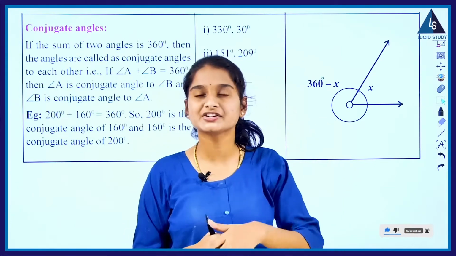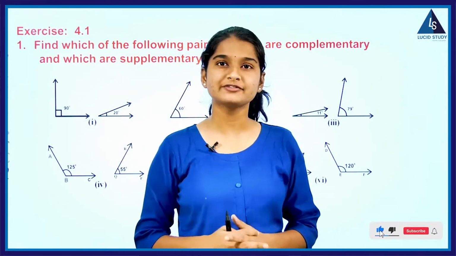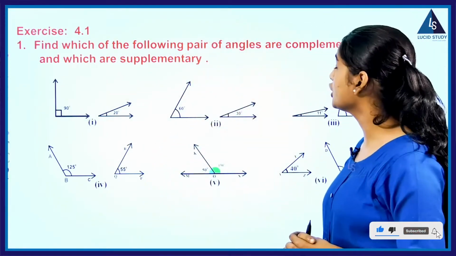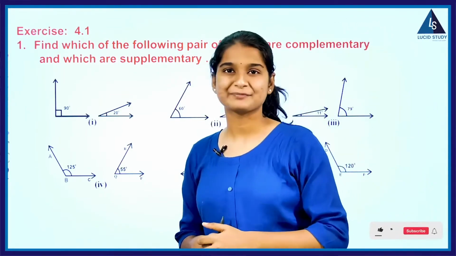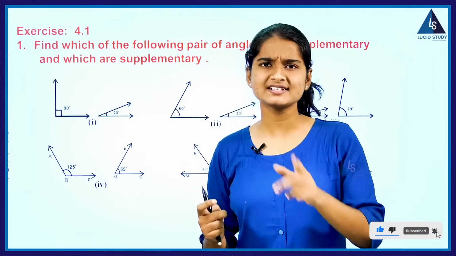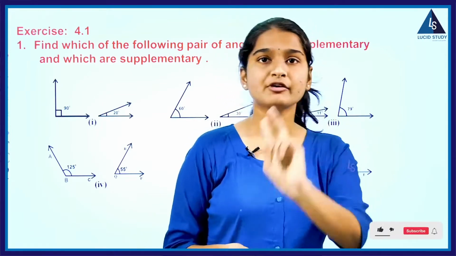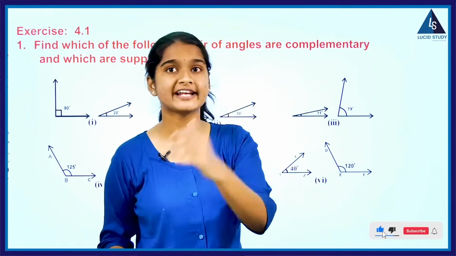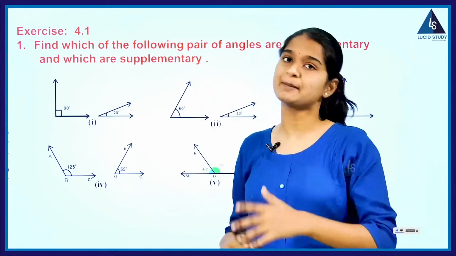So let us continue the topic now. Here this is exercise 4.1 and this is the first question. Find which of the following pair of angles are complementary and which are supplementary. What does complementary angle mean? The sum of two angles should be 90 degrees. Then what is supplementary angle? Sum of two angles should be 180 degrees. Now let us find out which are complementary and which is supplementary.